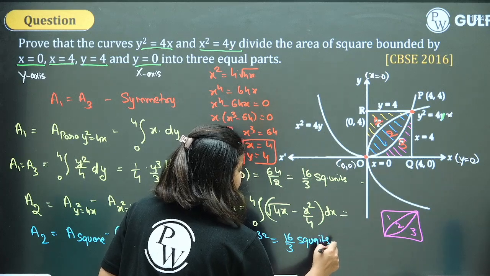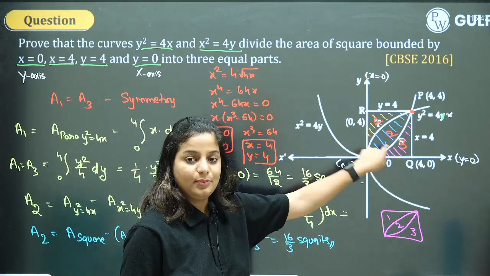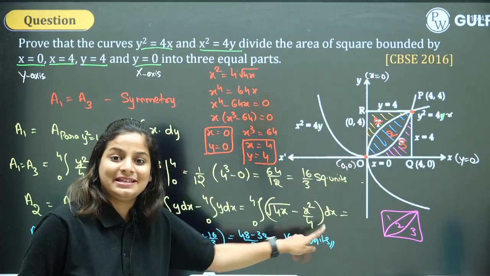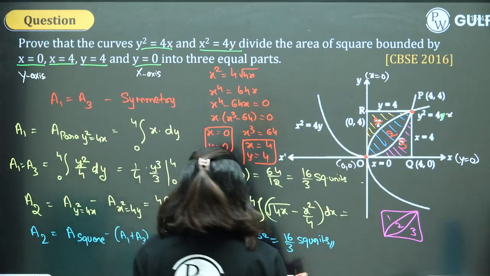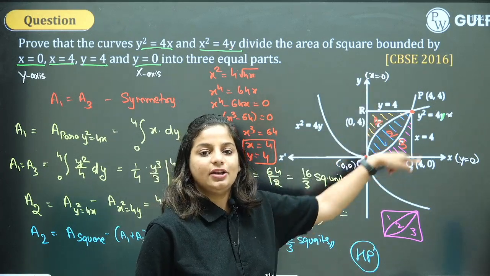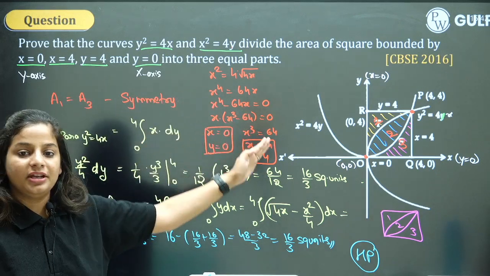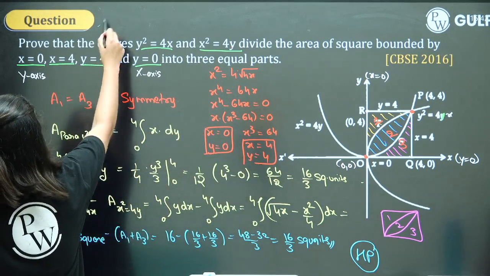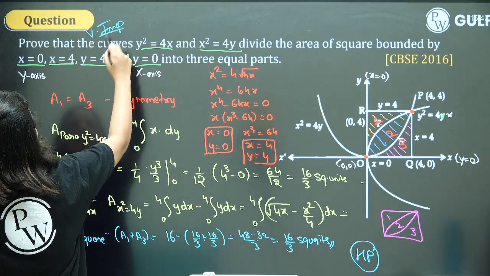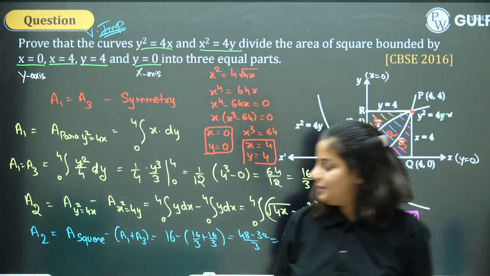Can you all see that this is 16 by 3, the third one is 16 by 3, and the middle one is also 16 by 3. Hence, we proved that these two curves divide the area of the square into 3 equal parts. They divide it into 3 equal parts. IMP. VIMP, very important. Make a note of it, guys.